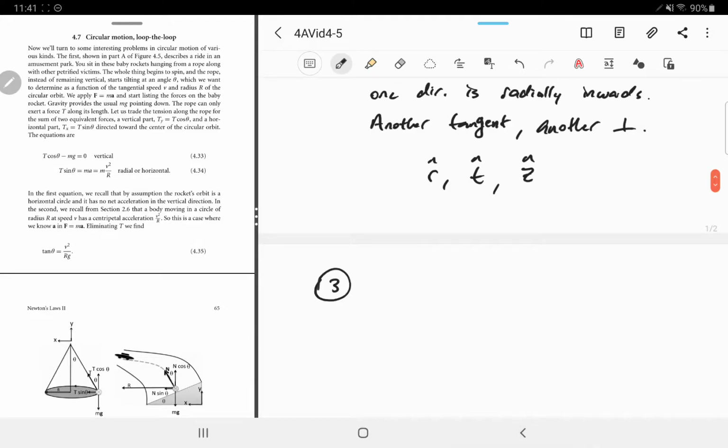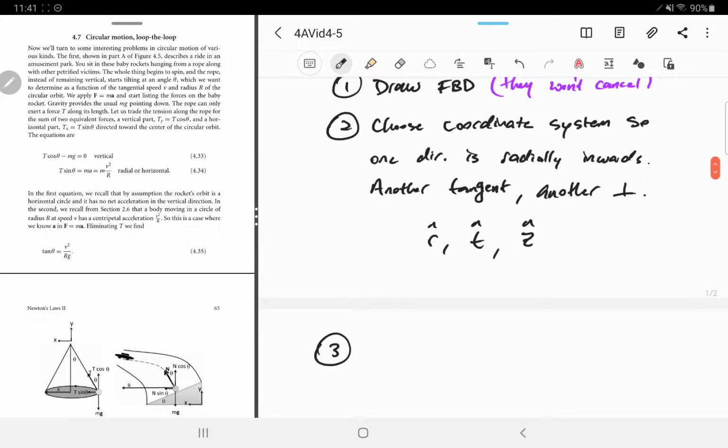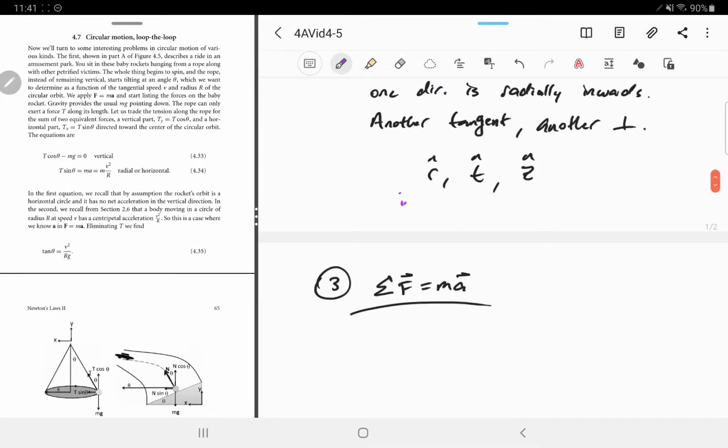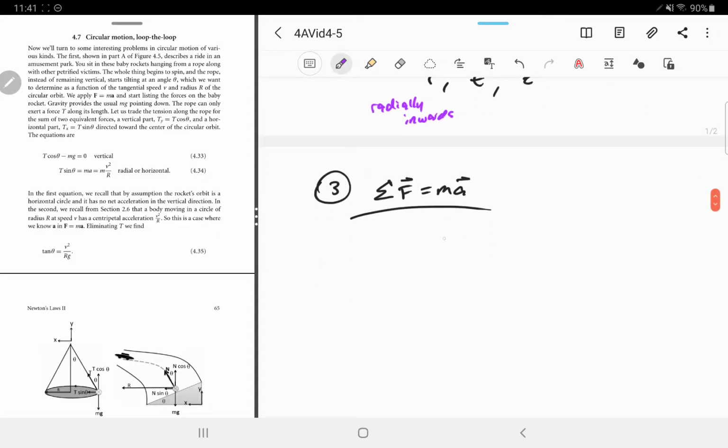The third thing: the sum of the forces is mass times acceleration for all of these problems. What this means is that the sum of the forces in the radial direction, if this is radially inwards, the sum of the radial components of all of these forces is going to be m a_r, and we know that a_r has to be v squared over r, where r is the radius of the circle.